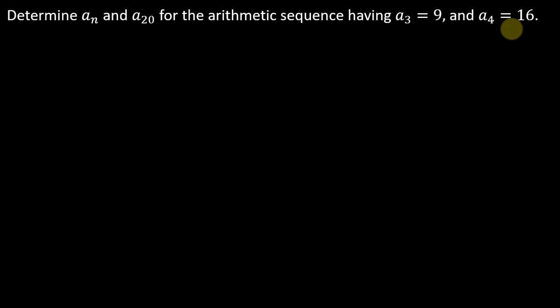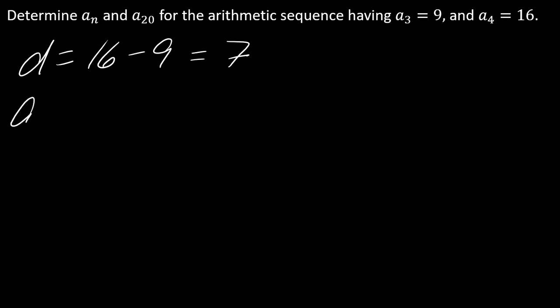Okay, so first of all, we can find the common difference. We've got to think about this a little bit, I know. So if I take 16 minus 9, that's the 4th term minus the 3rd term, that's equal to 7. Now, for that formula, remember we have a sub n equals a sub 1 plus n minus 1 times d. You might have noticed in doing this, I don't have a sub 1. But we can probably figure this out now, right? Because we're not too far along in this sequence.